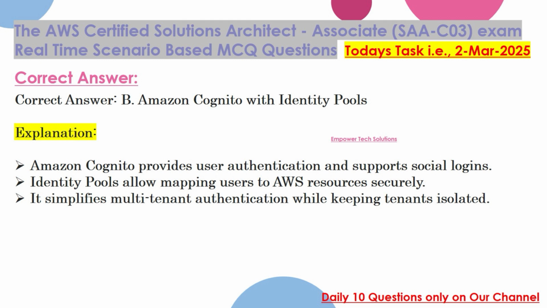Explanation. Amazon Cognito provides user authentication and supports social logins. Identity pools allow mapping users to AWS resources securely. It simplifies multi-tenant authentication while keeping tenants isolated.